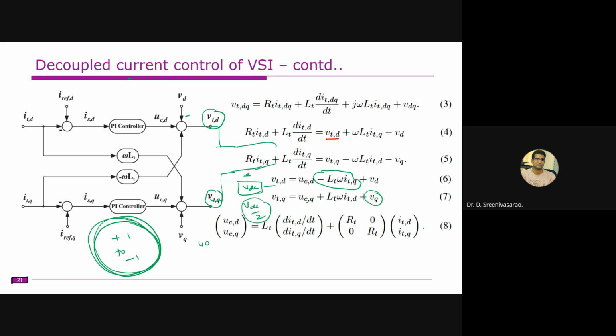That means indirectly we are converting into per unit form. So usually we divide with VDC or VDC by 2. That gives you the normalized modulating signals, which usually vary from +1 to -1. Your carriers also vary from +1 to -1, so you can easily control the inverter.